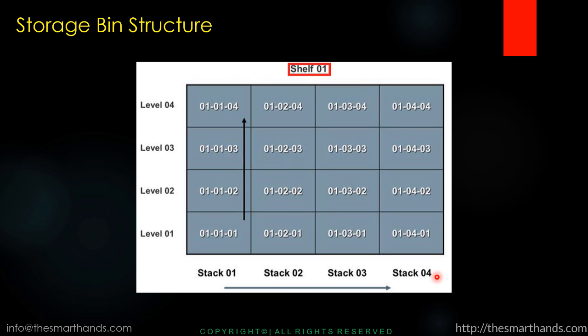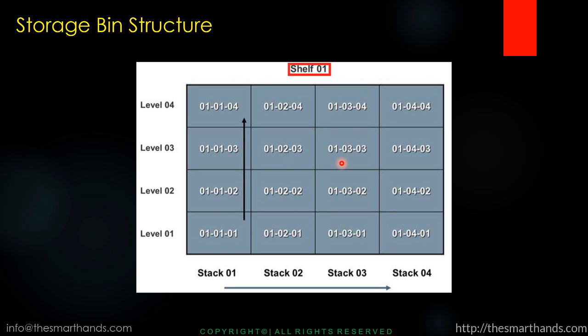Now here when we create the bin number, then the bin number will be probably something like this, like 0 1 0 1 0 1. What that means is, 0 1 is a shelf, so shelf 1, and 0 1 is the stack, and the next one is a level. If you move on to the next one, say this one 0 1 0 2 0 1, that means shelf 1, and the next is stack 2, and third is level 1.